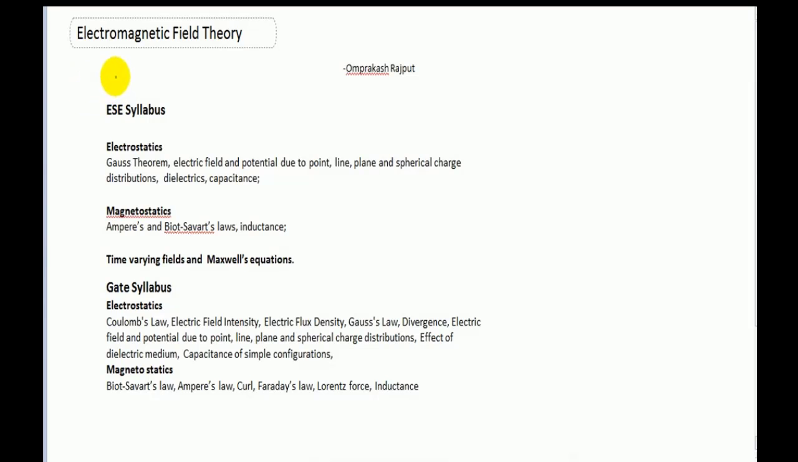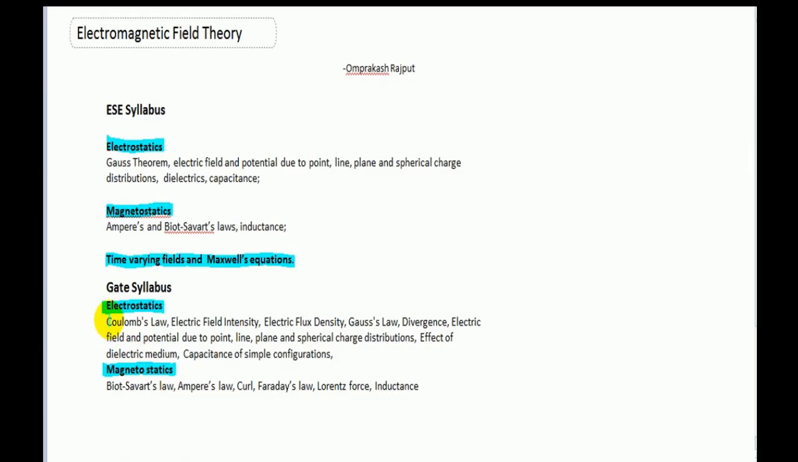In electromagnetic field theory, we will study three major topics: electrostatics, magnetostatics, and time varying field. This is basically the syllabus of ESE, and GATE also has the same syllabus: electrostatics, magnetostatics, and sometimes time varying field and Maxwell equation related questions are also there in GATE.